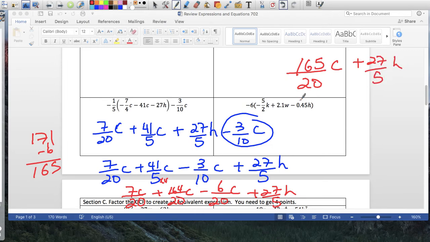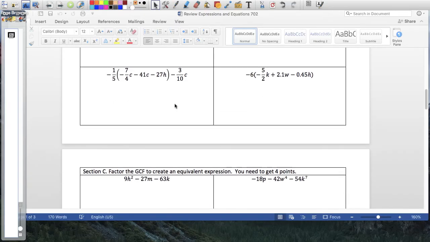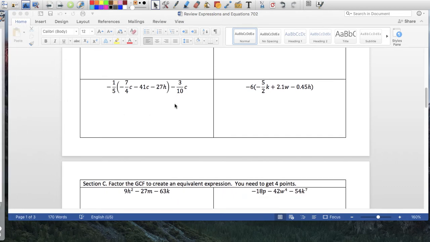And again, look at your multiple choice. If they leave it like this, you don't have to change it to a mixed number. If they do, then change 165 over 20 to a mixed number, or they might even ask you for a fraction. But that's okay.